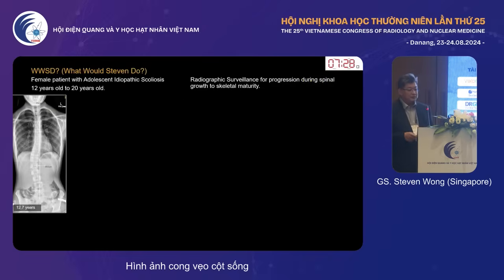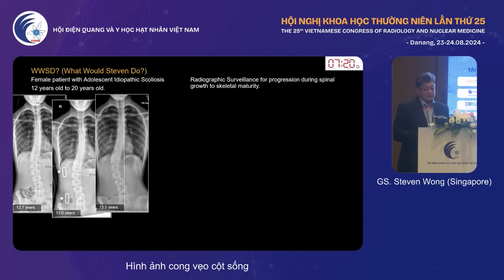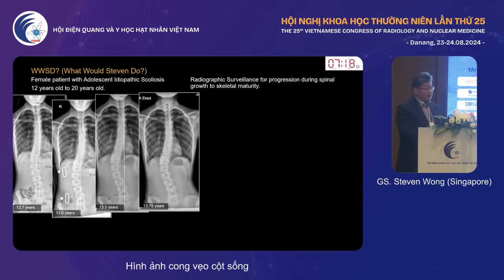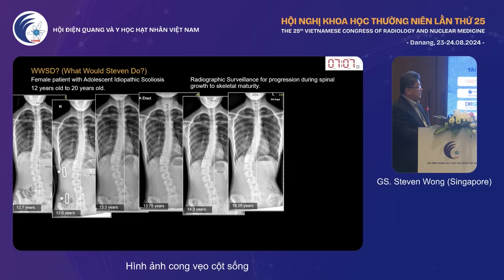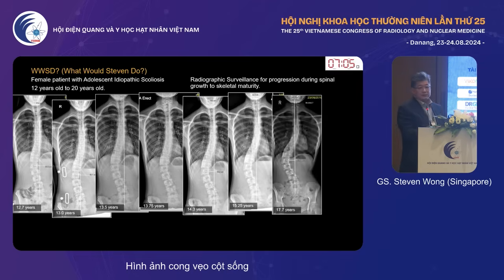So what would Stephen do, all right? So you have a female patient with adolescent idiopathic scoliosis. So we just follow to maturity and see. And in this case, at 13 years old, you can see she was put into a brace for a while to stop the primary curve getting worse. And if you follow it, she actually got better over time. She was an active sportsman. She does running and stuff.